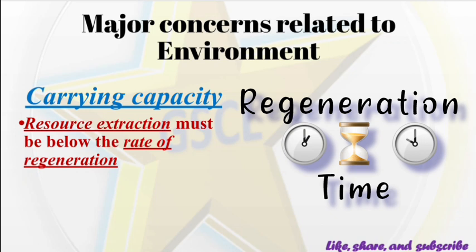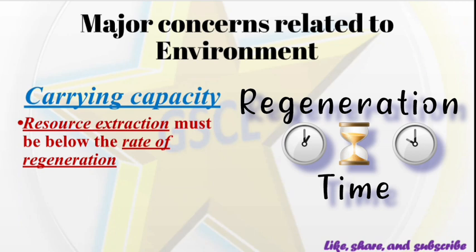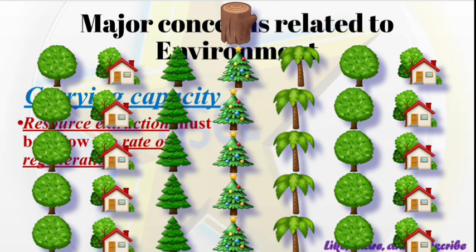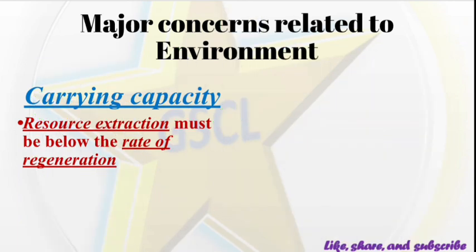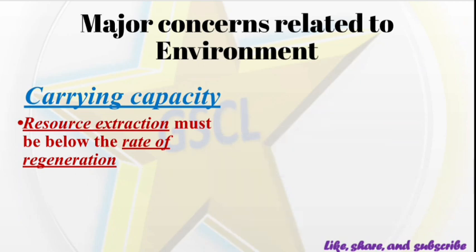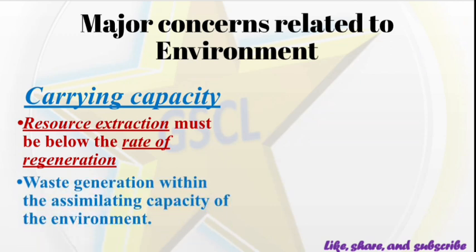The time that it might take a natural renewable resource to form again. Hence, it is often told if you are cutting one tree, plant at least 100 saplings. Resource extraction must be below the rate of regeneration, and the waste that is being generated must be within the assimilating capacity of the environment.